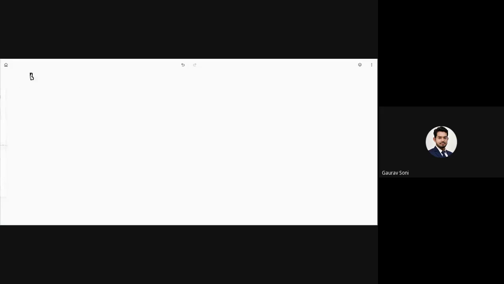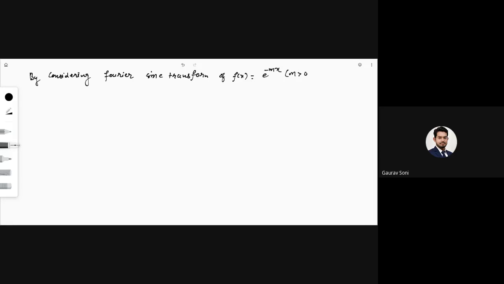By considering the Fourier sine transform of f of x equal to e to the power minus mx with m greater than 0, prove that integral 0 to infinity lambda sine lambda x divided by lambda square plus m square d lambda is equal to pi by 2 e to the power minus mx.